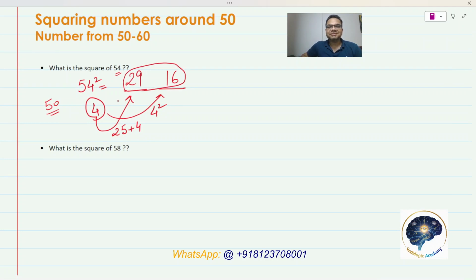And this is our answer. Hope you understood. This is an easy way to find the squares of numbers between 30 and 70.